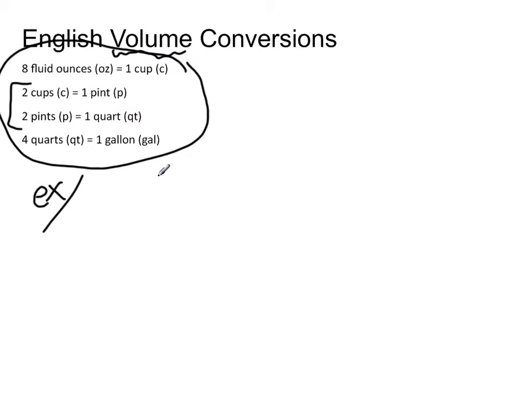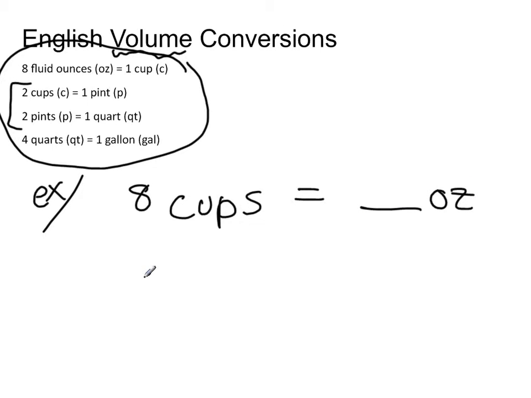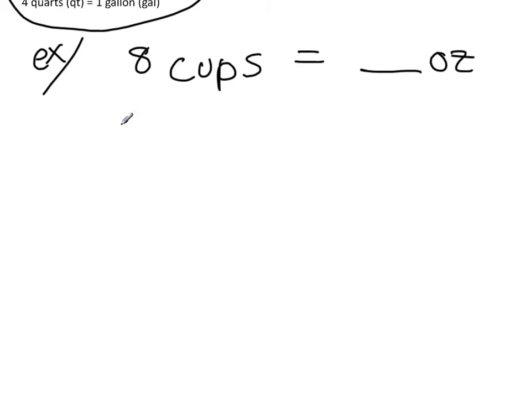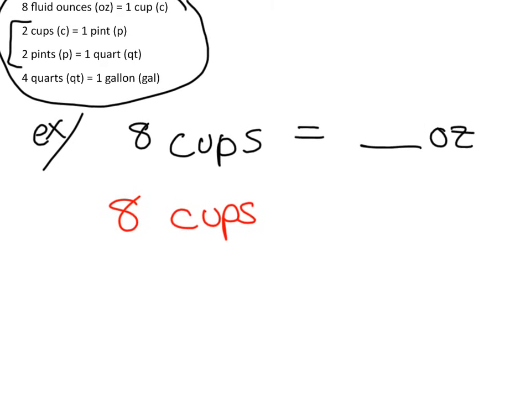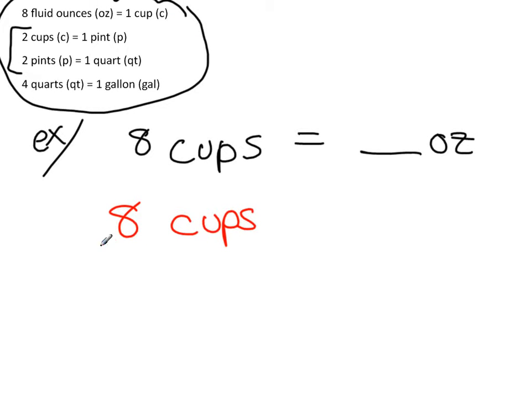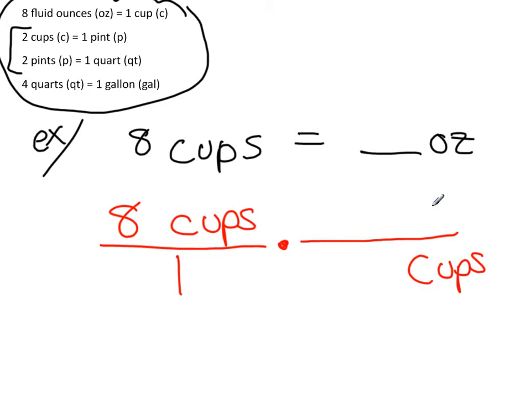So let's say we start off with 8 cups, and we want to know how many ounces that is. Just like all the previous problems, we are going to start off writing what we know. We know 8 cups, and we're going to put it over 1. That's how we'll always start. And we're going to multiply it so that cups cancels out and we are left with ounces. So ounces up top, cups in the bottom.